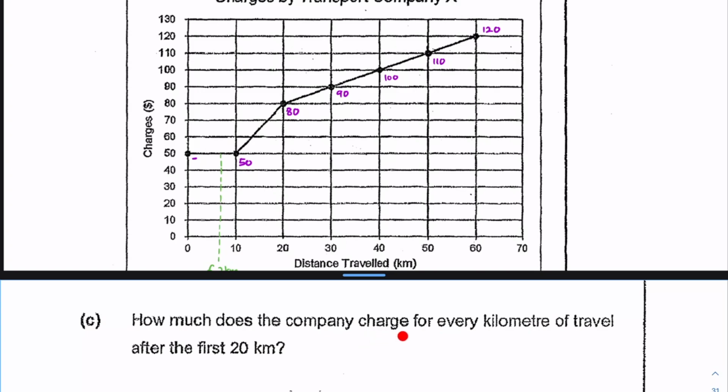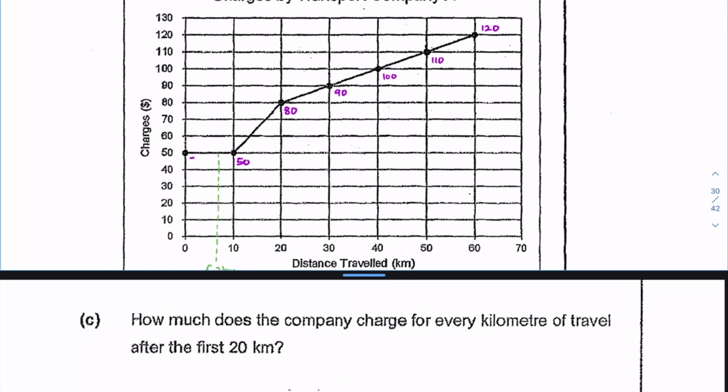How much does the company charge for every km of travel after the first 20? So we are interested in this straight line up like that. After the first 20 kilometers, there is this slope going up. And it's the same slope. Look at this. This is 1 unit right, 1 unit up. 1 right, 1 up. 1 right, 1 up. So it's increasing at the same rate, basically. Which means we can use this part or this part or this part. It doesn't matter.